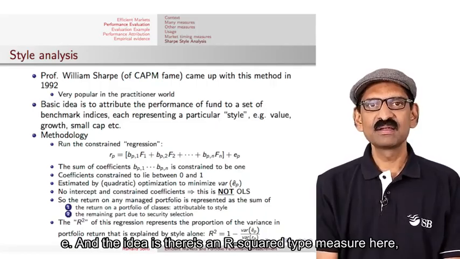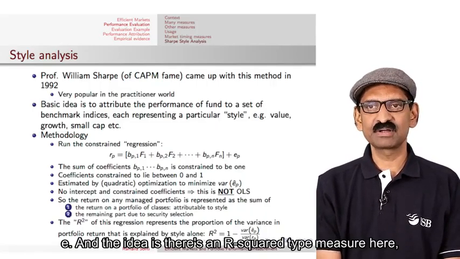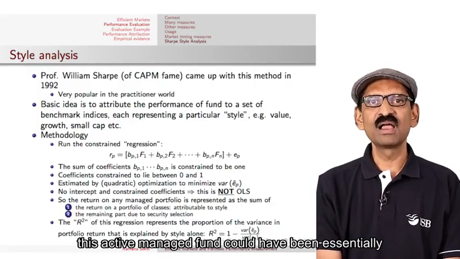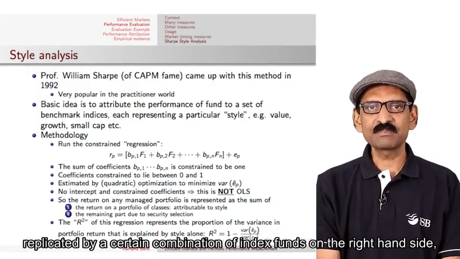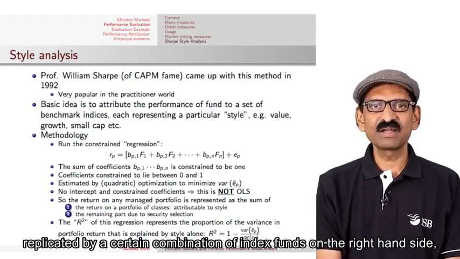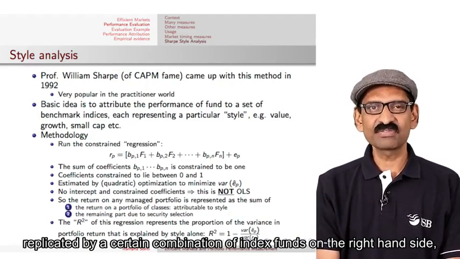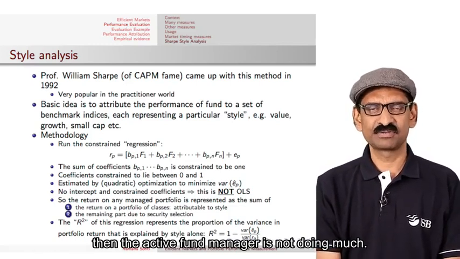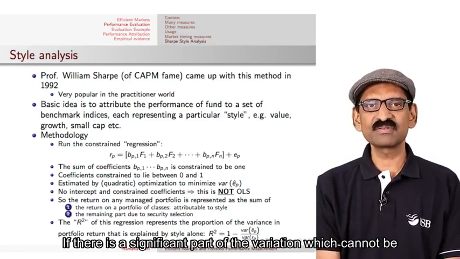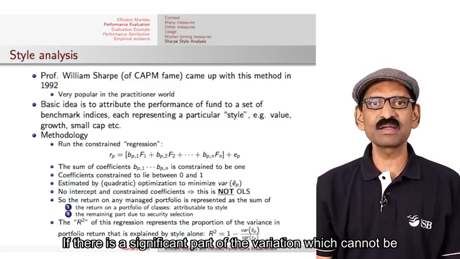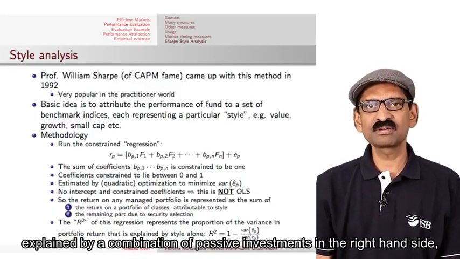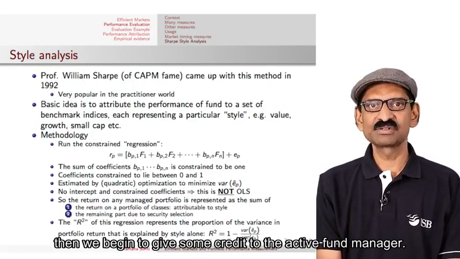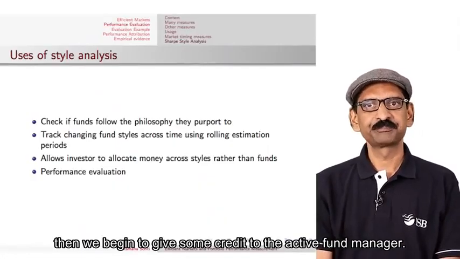And there is an R-square type measure here, which basically says that if most of the variation of this actively managed fund could have been replicated by a certain combination of index funds on the right hand side, then the active fund manager is not doing much. If there is a significant part of the variation which cannot be explained by a combination of passive investments on the right hand side, then we begin to give some credit to the active fund manager.